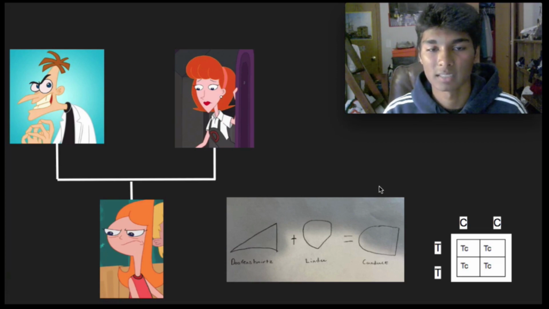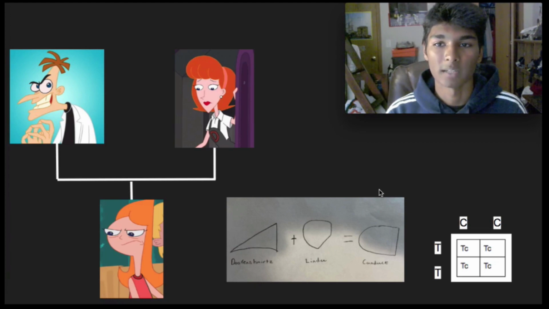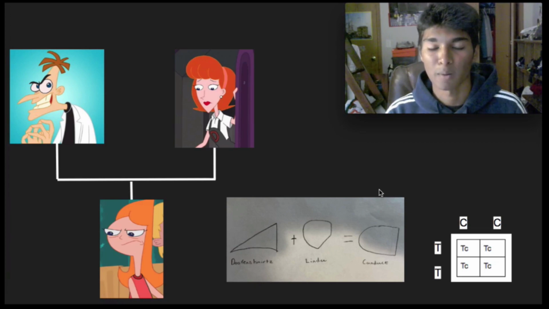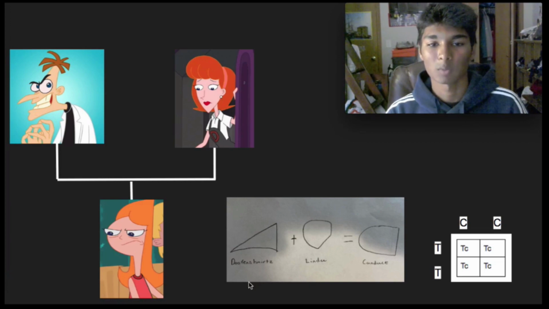Now, I'm going to be honest, this isn't the best example of incomplete dominance. If you're trying to memorize something for a quiz or learn this for a test, definitely use the red, white, pink example, because that's really easy to remember and it happens in real life. However, I think this is just a good little example to try and tie in genetics and Phineas and Ferb.